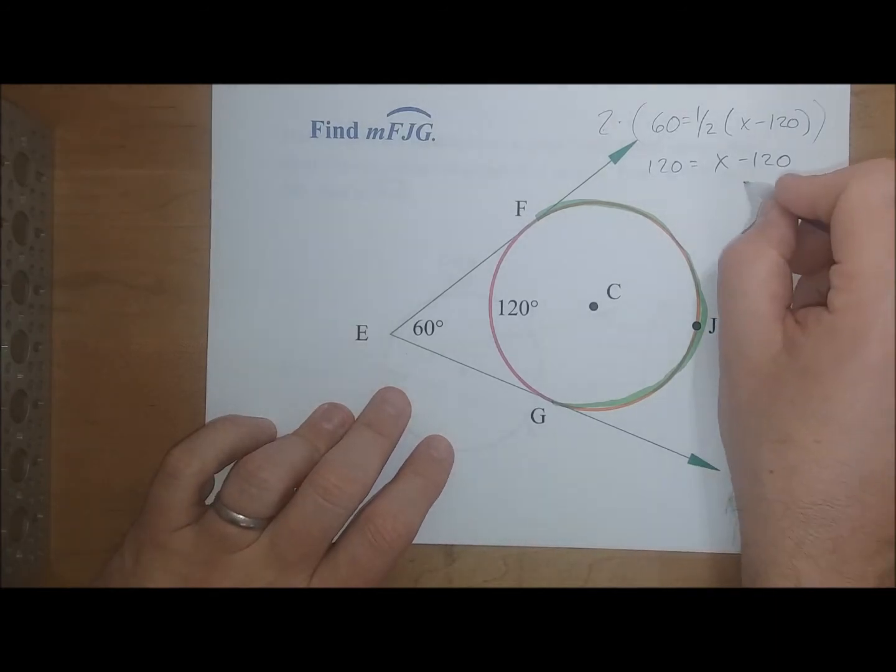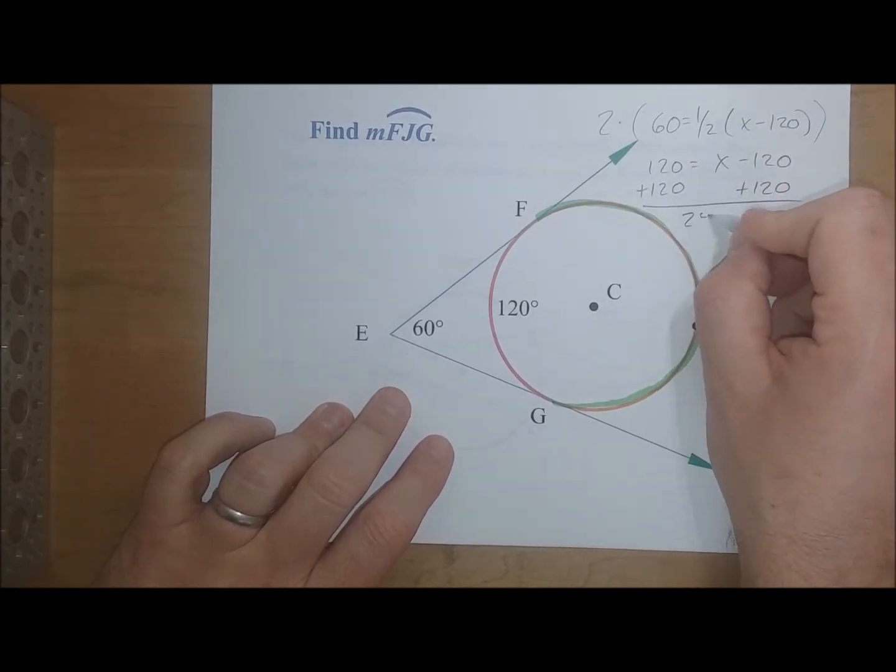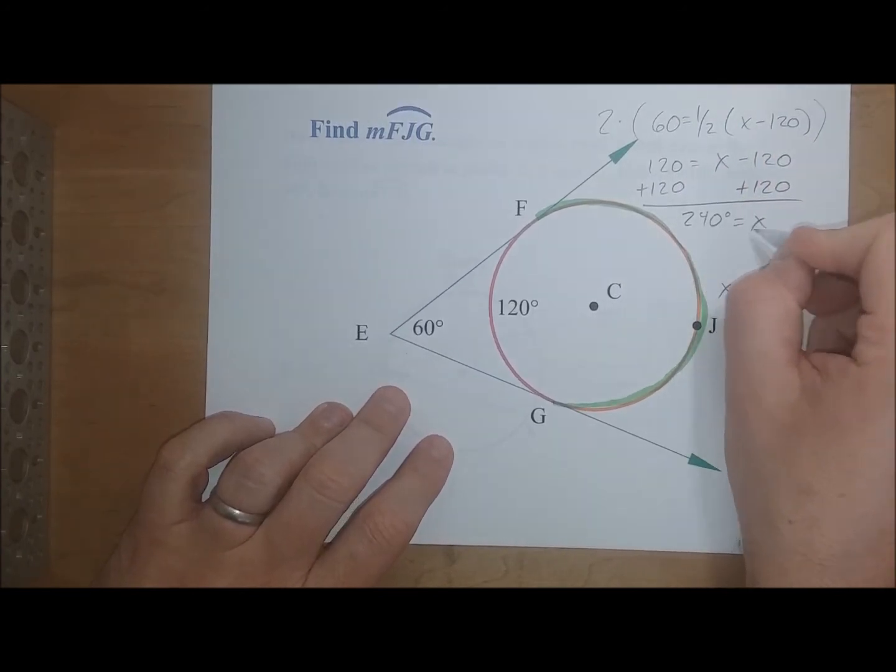Solving that for X, we're going to add 120 to both sides. And we get 240 degrees equals X.